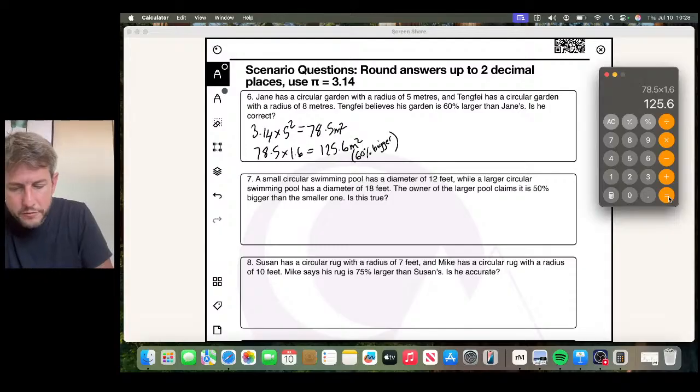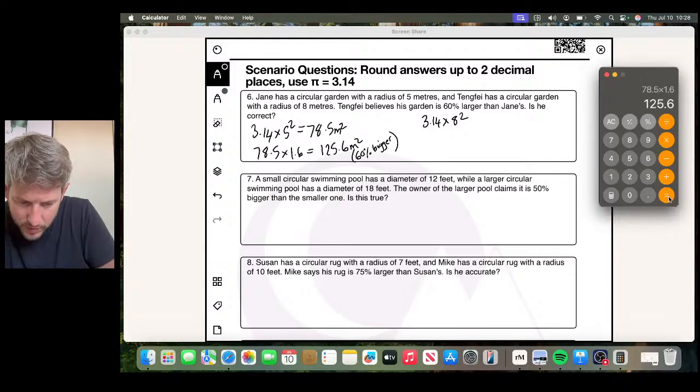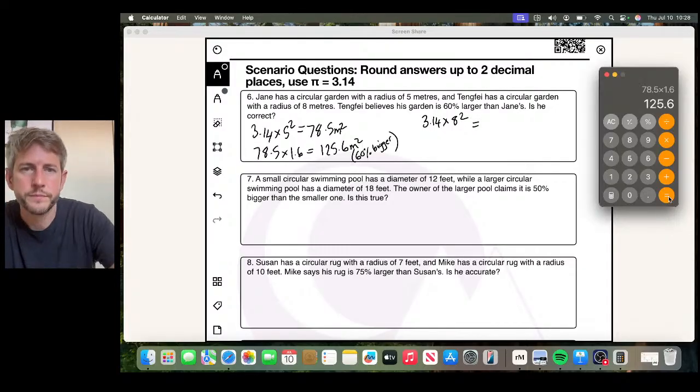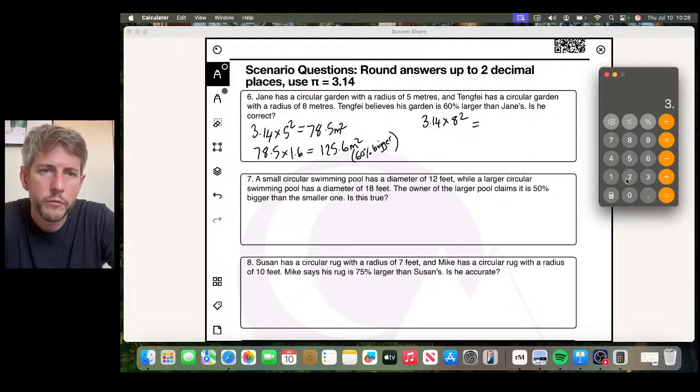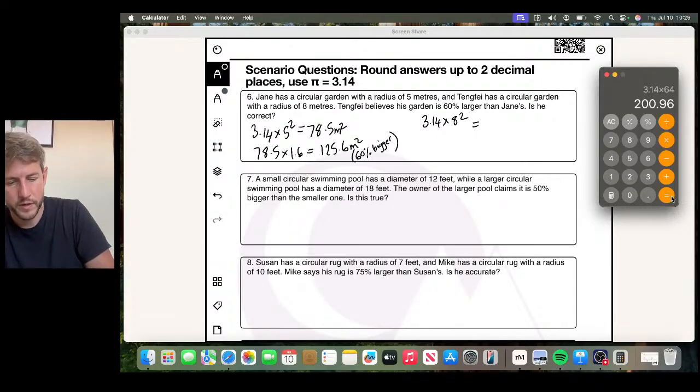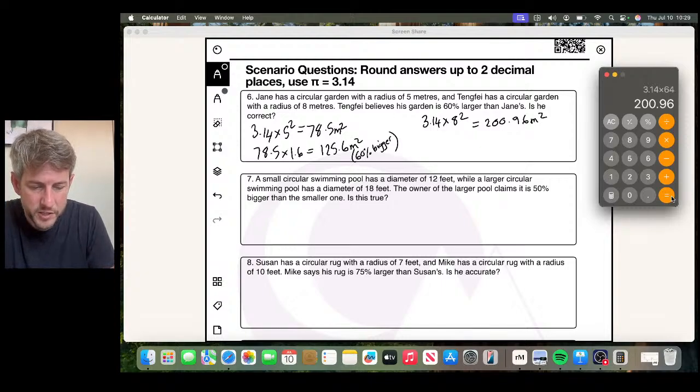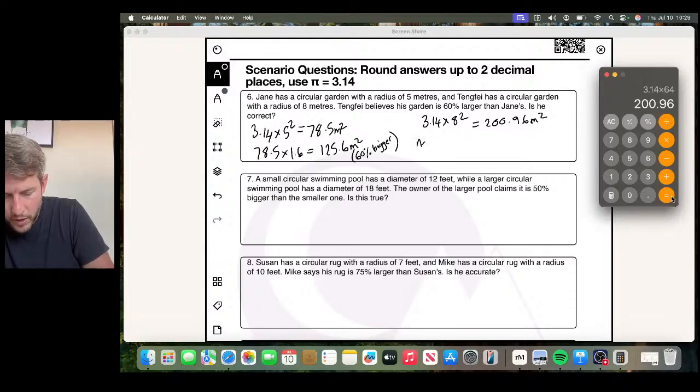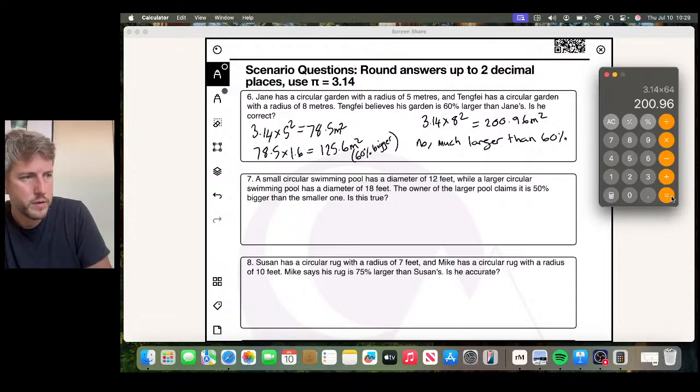Okay. Teng Fei has a radius of 8, so his is going to be 3.14 times 8 squared, which is going to equal 3.14 times 64. So that would be 200.96. Believes his garden is 60% larger. Is he correct? No. Much larger than 60%.